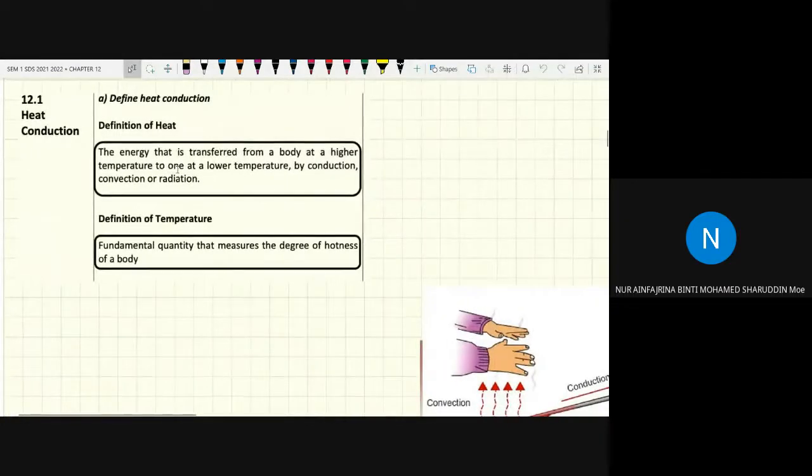Okay, I'll start here. So, the first part, today I'm going to teach all of you the first part of chapter 12, which is heat conduction. Okay, the first learning outcome is define. Define what? Define heat conduction. So, before we can define heat conduction, we must know the definition of heat and also the definition of temperature.